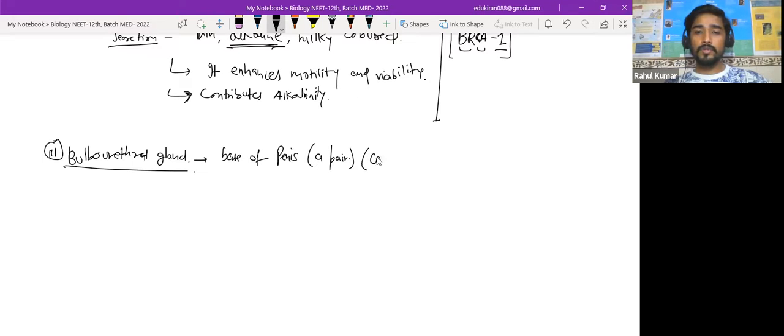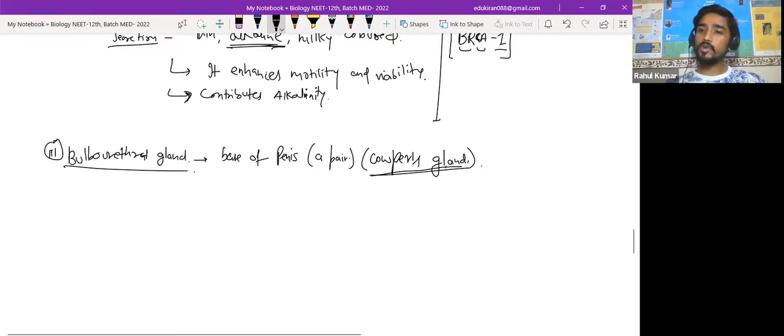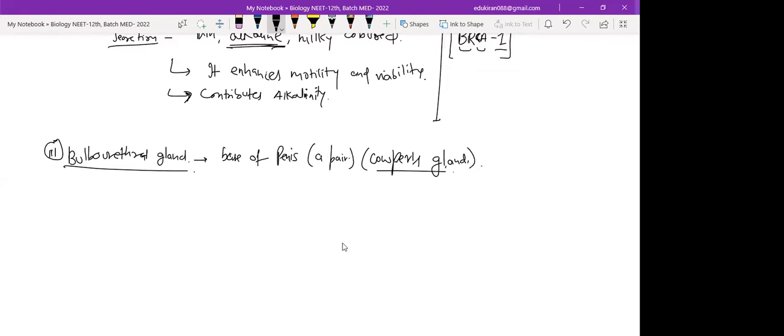And some books also write them as Cooper's gland, by the name of the one who discovered them. So sometimes you will find in exams or entrance tests: what is Cooper's gland? Which gland is also known as Cooper's gland? Even if this term is not in your NCERT, you should know this, because bulbourethral gland's other name is Cooper's gland. Okay, everyone? Yes, sir.